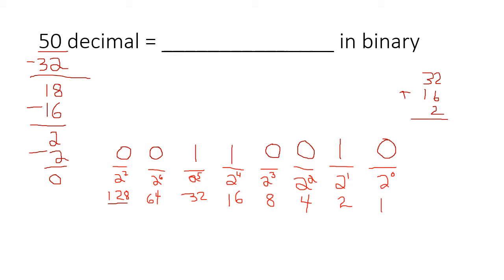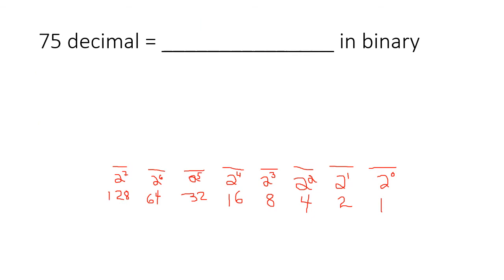6 and 2 is 8, plus 2 is 10. Put a 0 here, carry the 1. 3 plus 1 is 4, plus 1 is 5, 50. So 50 in decimal is equal to 110010 in binary. I hope that makes sense. If it doesn't, I'm going to do another example here.